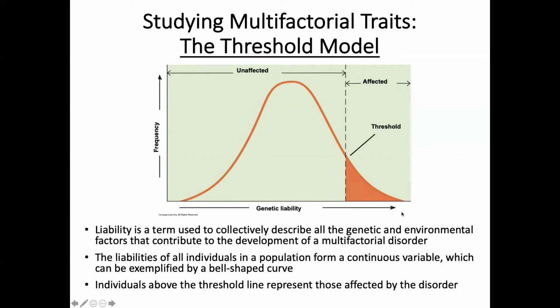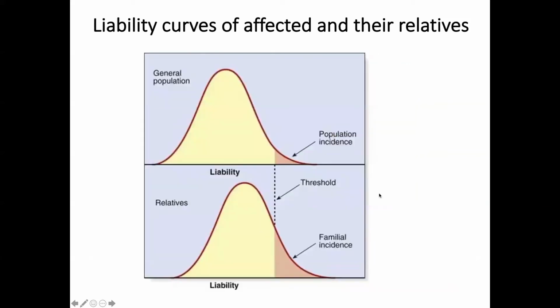The liability is caused by a number of genes, each acting additively. Only individuals above a certain threshold shown here are then affected by the disorder. So here you can consider the threshold as a threshold for expression of the abnormal phenotype. In the general population shown here, the proportion beyond the threshold is the population incidence.